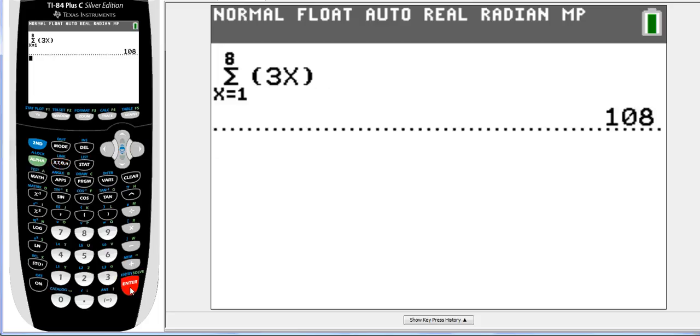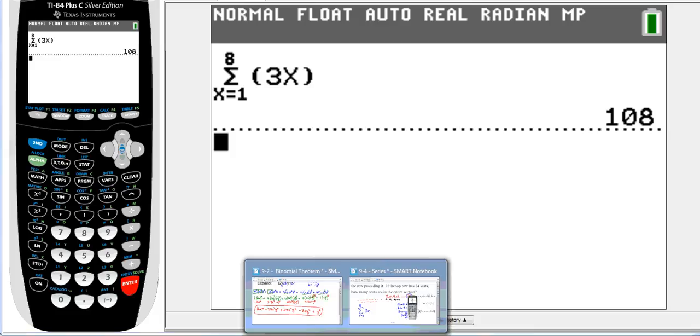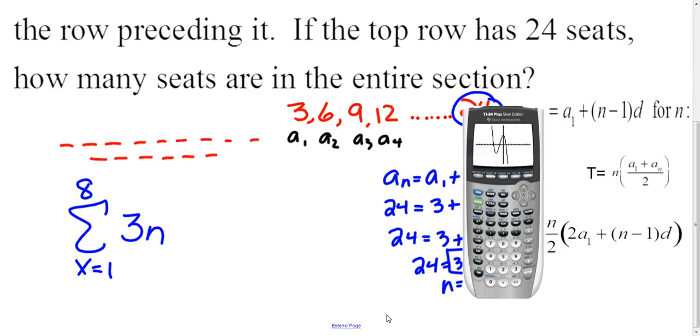So there's 105 seats in that section, if the first row had 3 seats, and then it went up until there were 24 seats in a row. What my calculator is doing is adding 3 plus 6 plus 9 plus 12 plus 15 and so on, all the way till I get to plus 24. When I add all those numbers up, I get 105.